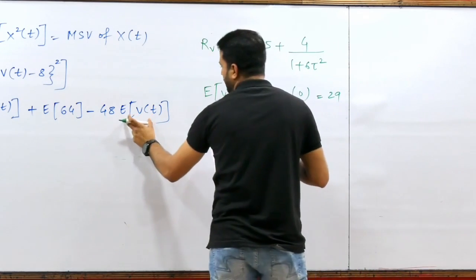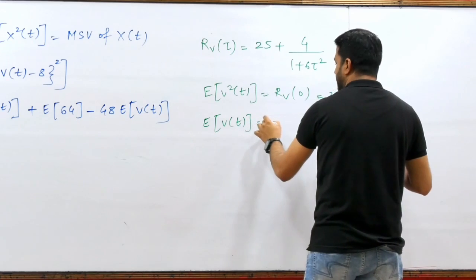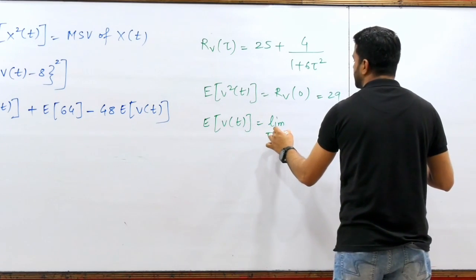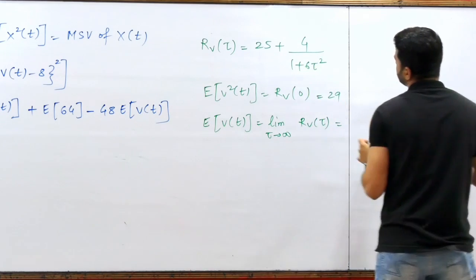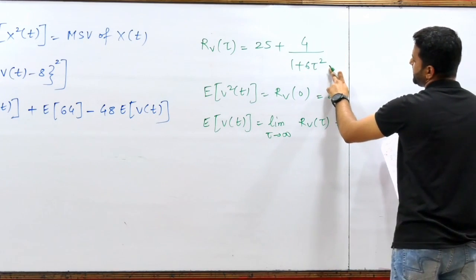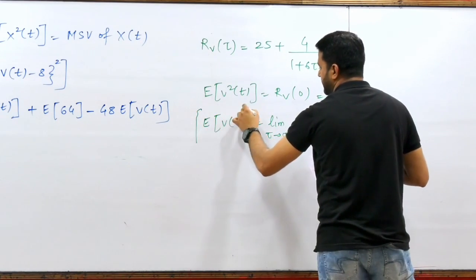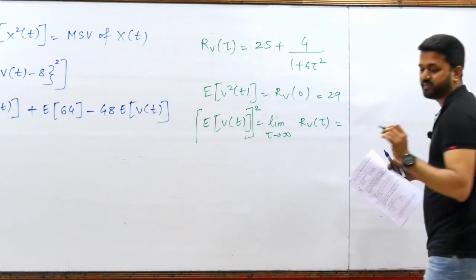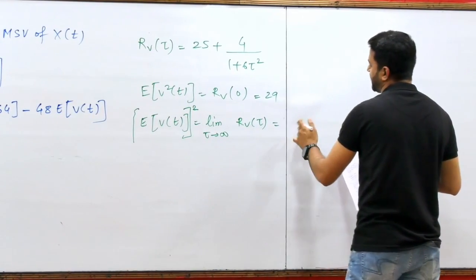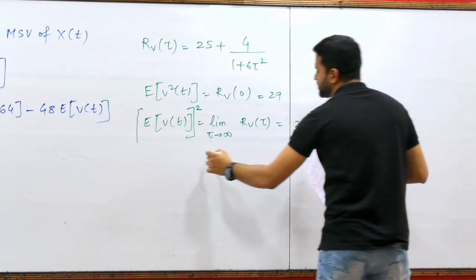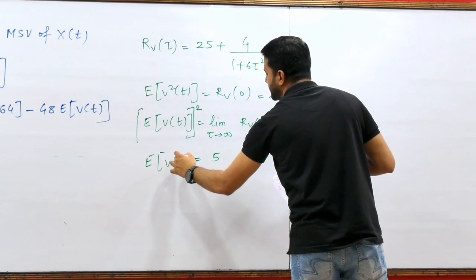And for the mean value of v(t), we get it from the autocorrelation as τ tends to infinity. If τ tends to infinity, the term 4/(1 + 6τ²) goes to 0. So the mean value of v(t) whole square is the limit of Rv(τ) as τ tends to infinity, and we get 25. So the mean value here is 5 only. So the expected value of v(t) is 5.